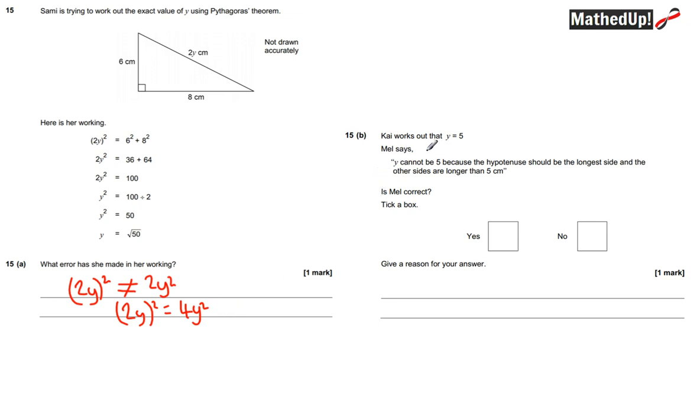Okay, part B says Kai works out that y is equal to 5. Mel says y cannot be 5 because the hypotenuse should be the longest side and the other sides are longer than 5 centimeters. Is Mel correct? Well, Mel is correct in the sense that the hypotenuse has to be the longest side. However, what she's not spotted is that the hypotenuse isn't y, it's 2y. And 2y, if y is 5, 2y would be 10, which would be the longest side. So is Mel correct? No, she's not correct, because 2y would be equal to 10, and that would be the longest side.